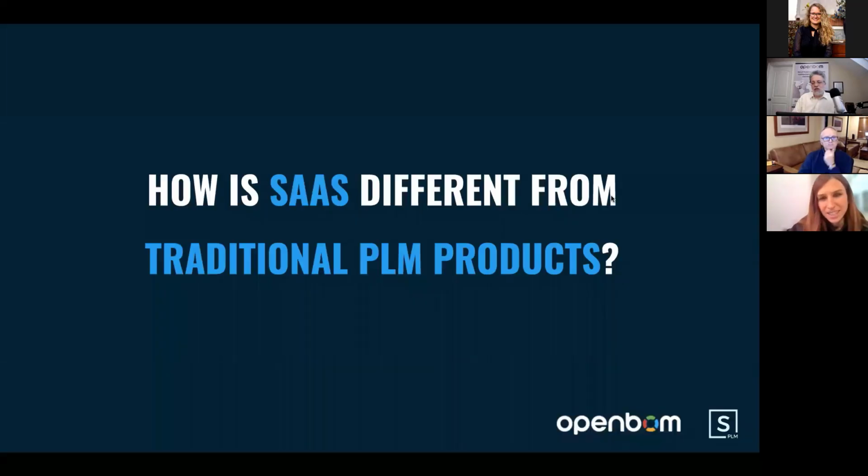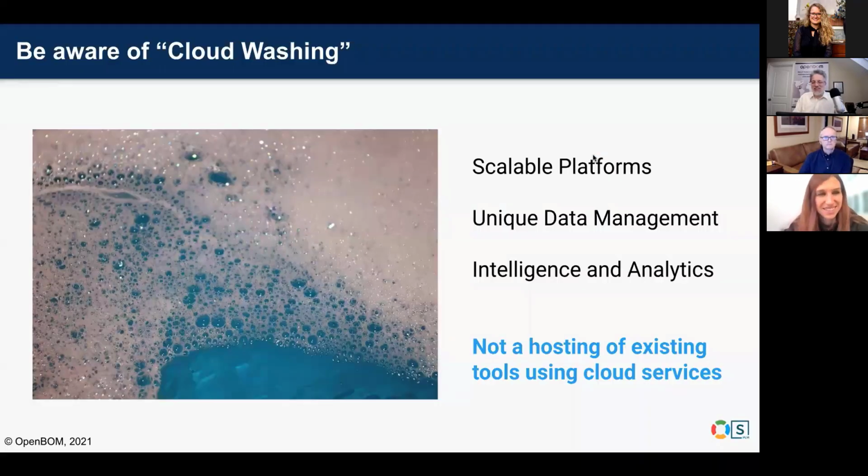So let's go next. The next question is, how is SaaS different from traditional PLM products? Yeah, thank you. This is one of those questions that is always asked, and I almost expected to get this question, because in a variety of forms, you can find a very narrow definition of the cloud.